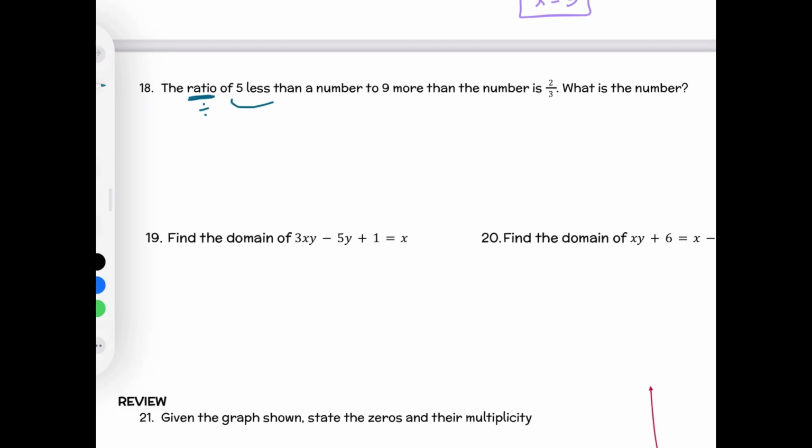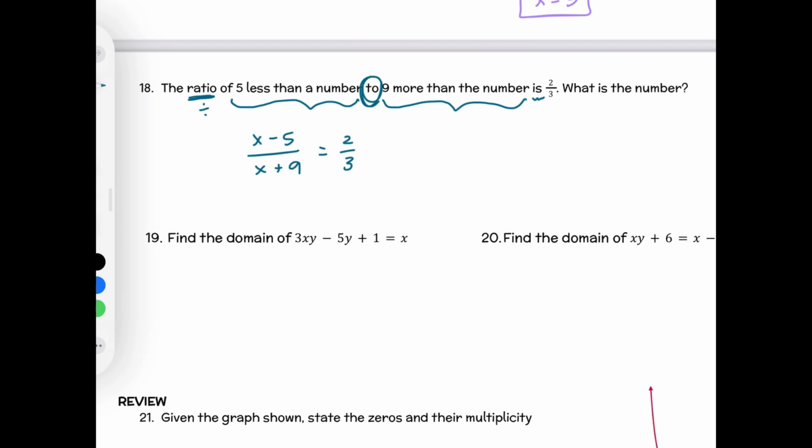Okay, so 5 less than a number is what's going to be on top because this 2 splits our ratio. So 5 less than a number, remember that switches it around. So it's going to be x minus 5. Less than means subtraction. Than means you flip. And then 9 more than the number. So the same number is x plus 9 because we have more than now. And the is means equals, so it equals 2 over 3.